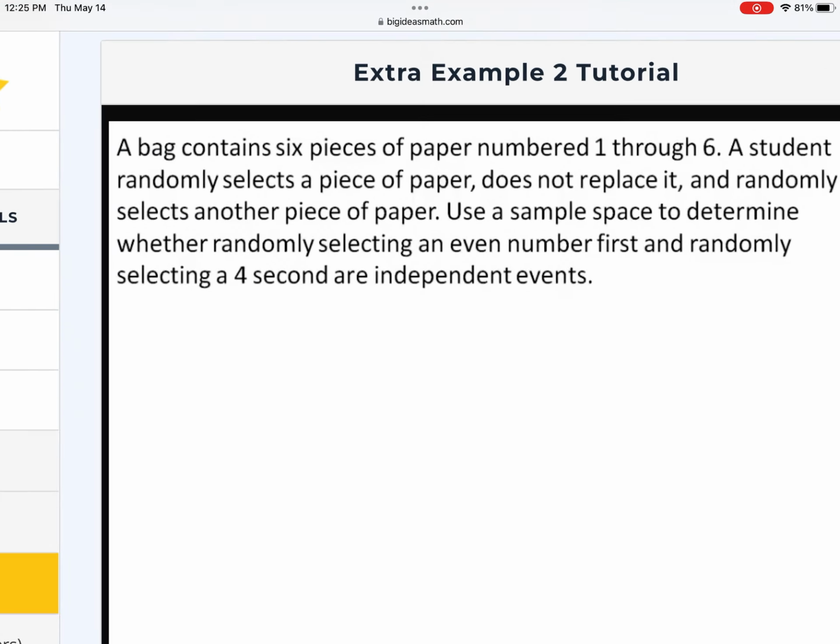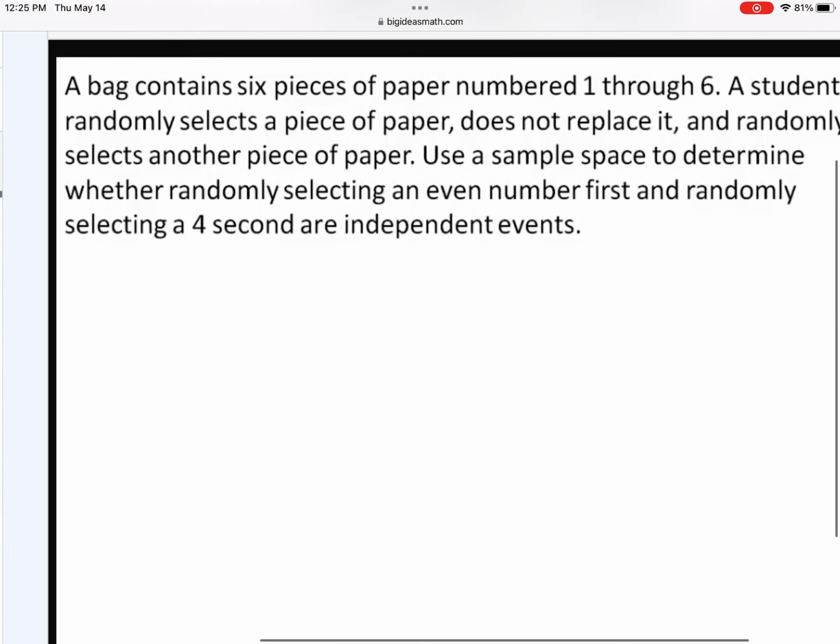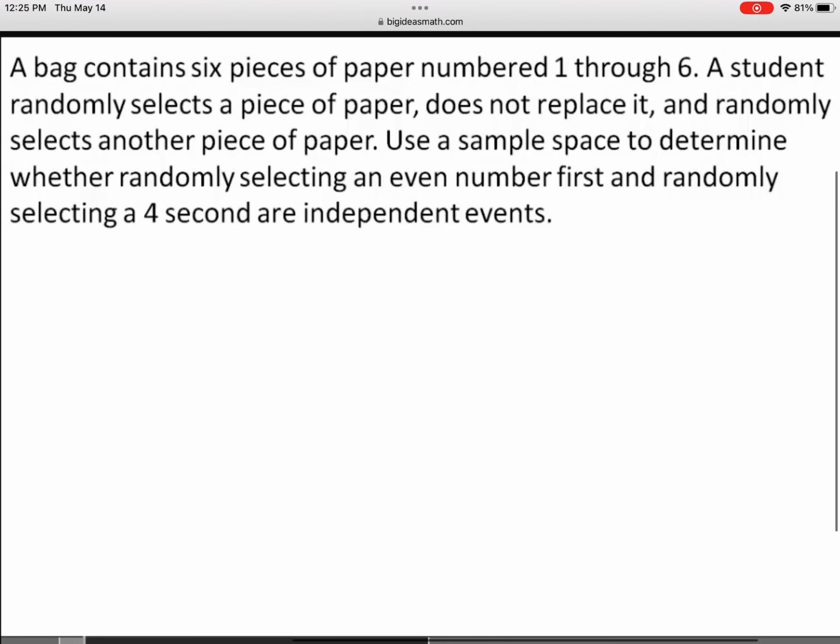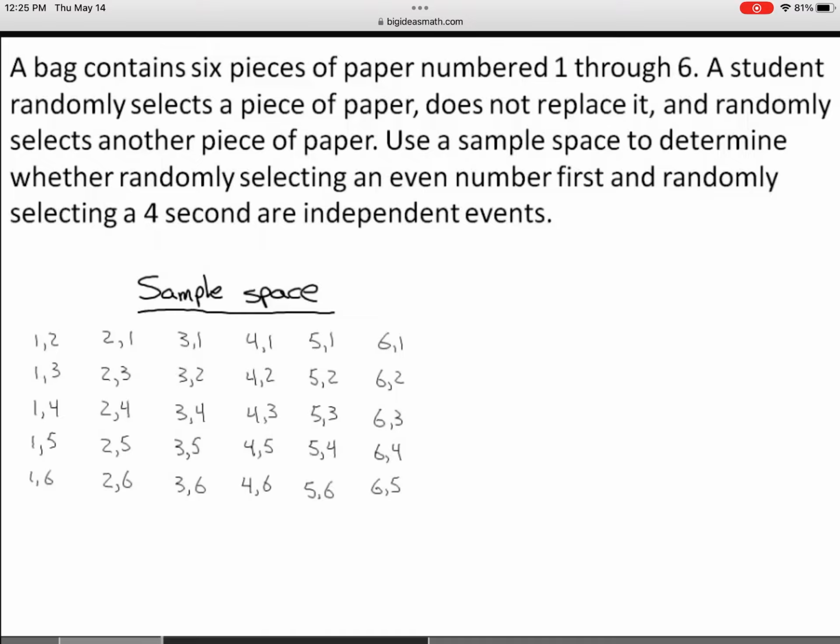A bag contains 6 pieces of paper numbered 1 through 6. A student randomly selects a piece of paper, does not replace it, and randomly selects another piece of paper. Use a sample space to determine whether randomly selecting an even number first and randomly selecting a 4 second are independent events. First, list the outcomes in the sample space.